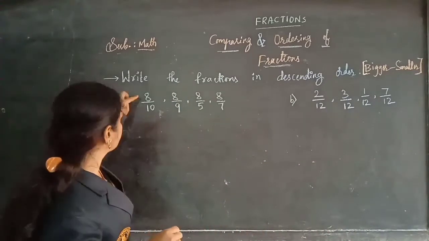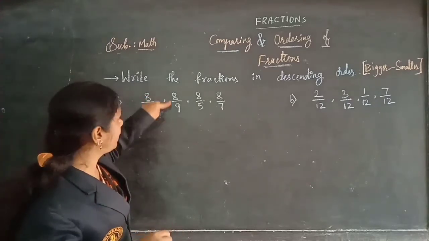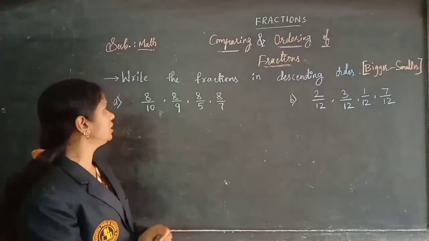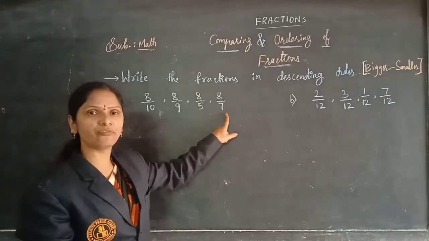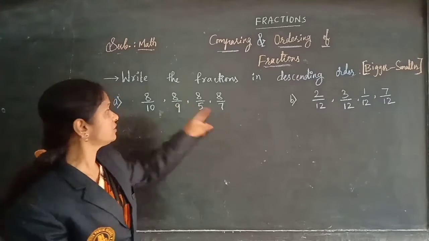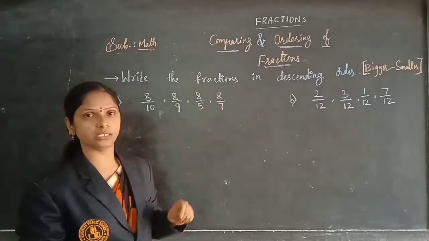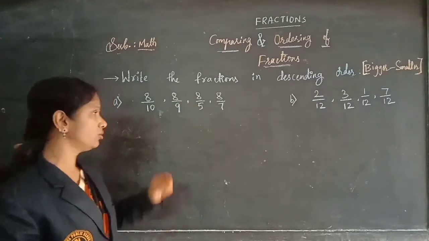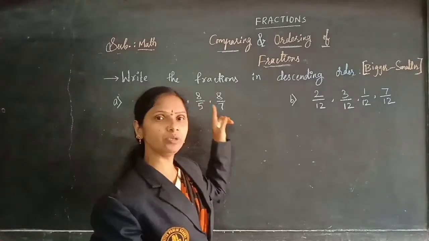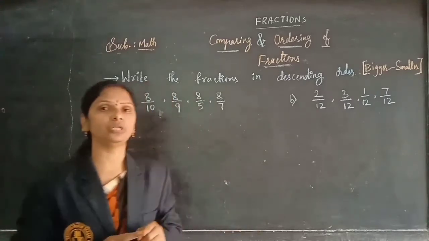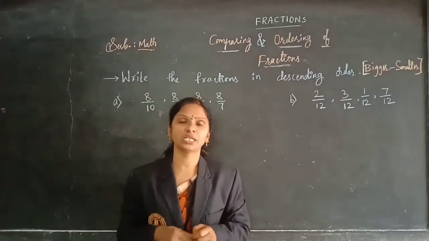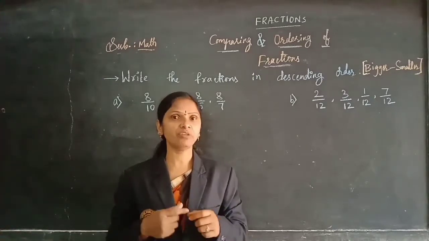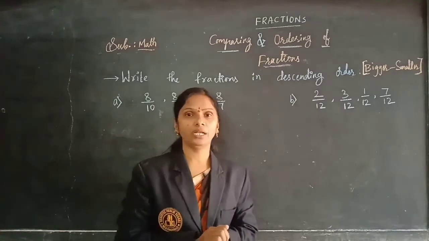Come on, have a look at these fractions. 8 by 10, 8 by 9, 8 by 5 and 8 by 7. So here these fractions are unlike fractions with the same numerators, children. Already I told you, children, unlike fractions with the same numerator means reversely we need to take. When we require the bigger fraction, we need to search for the smaller denominator. When we require the smaller fraction, we need to search for the bigger denominator.